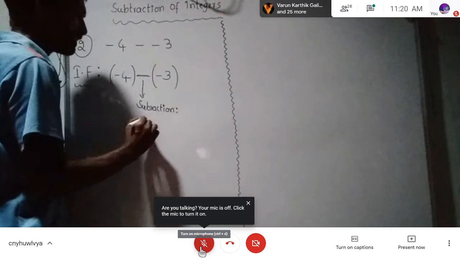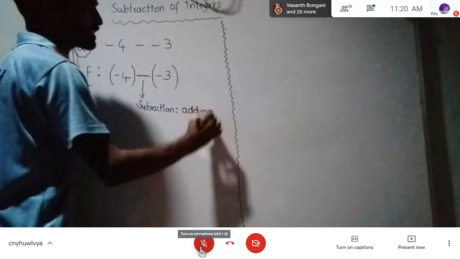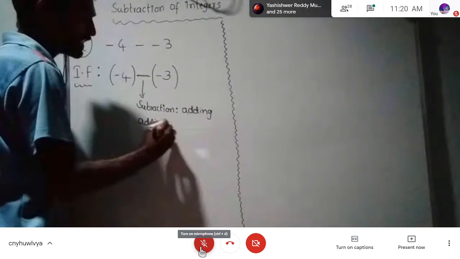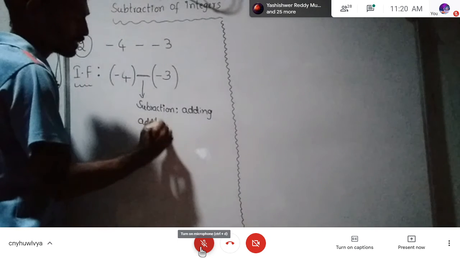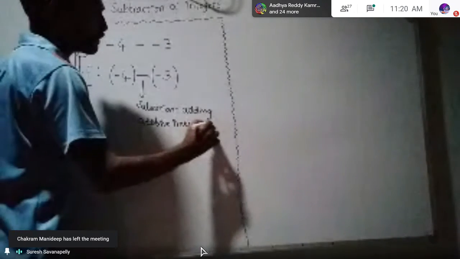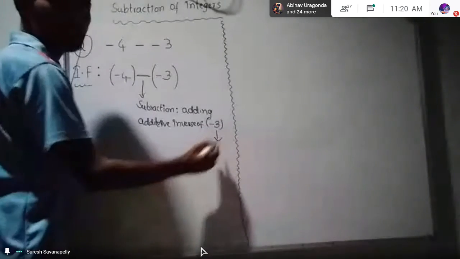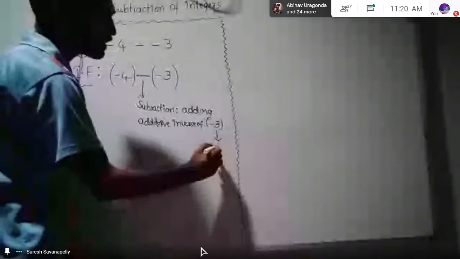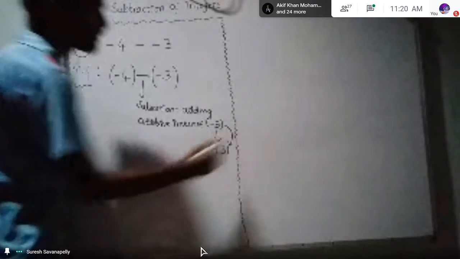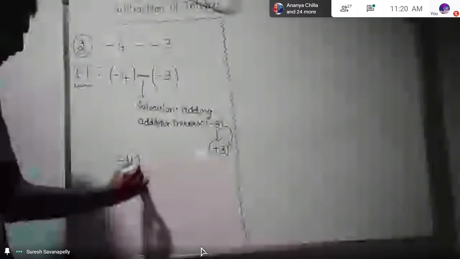Adding additive inverse. Additive inverse of what? Adding additive inverse of -3. Sorry, I wrote the spelling of additive inverse wrong. Now what is the additive inverse of -3? What is the additive inverse of -3? That is +3. Now you write the -4 as it is.